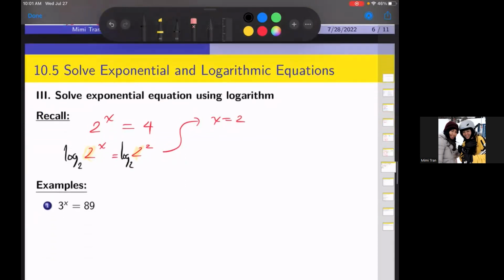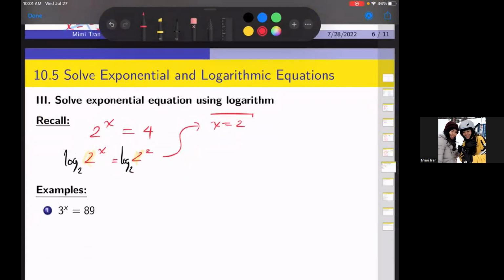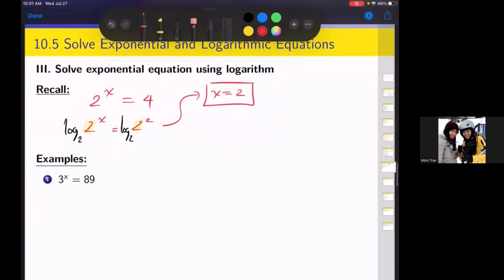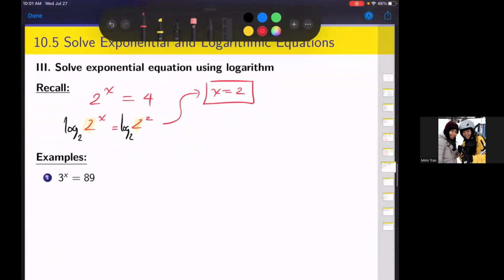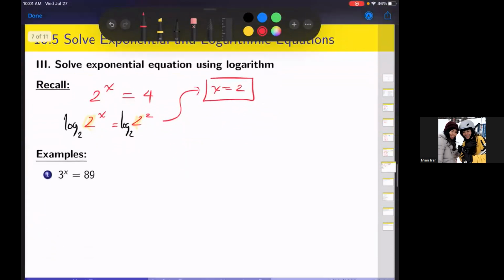However, it's not always the case. What if you cannot change the base? For example, this one right here: I have 3 to the x on the left, but there's no power of 3 that gives me 89, right? It was 81, it was perfect, but it's 89. So I'm going to use log. I need to bring the x down. I cannot solve it if it's in the power. So I'm going to add log base 3 to both sides.